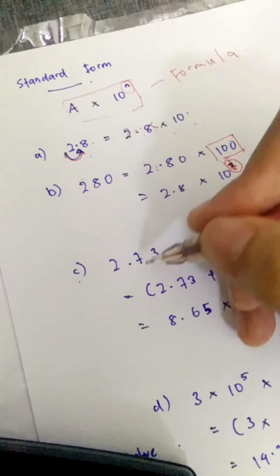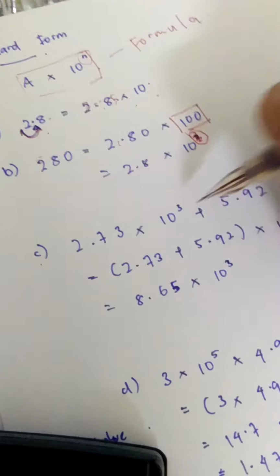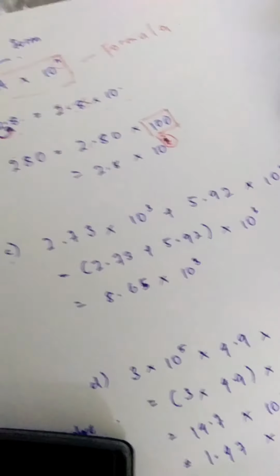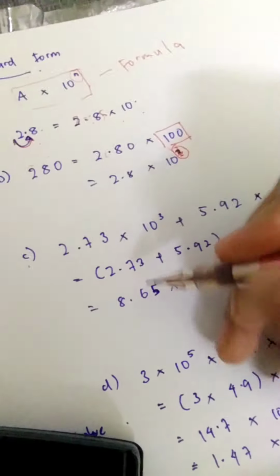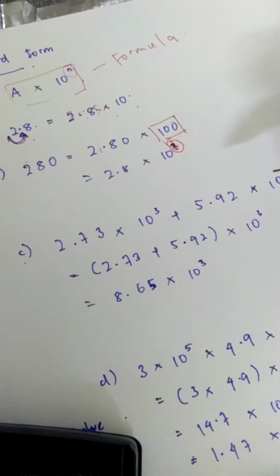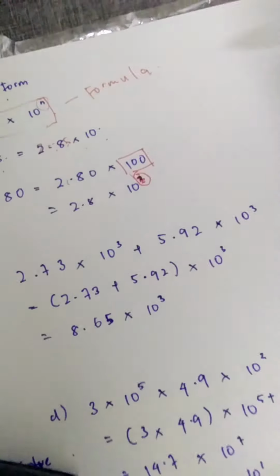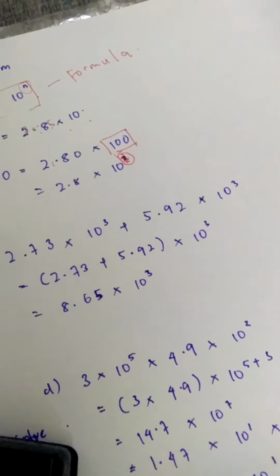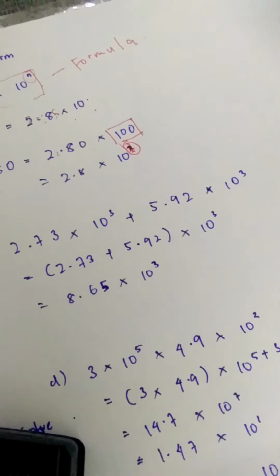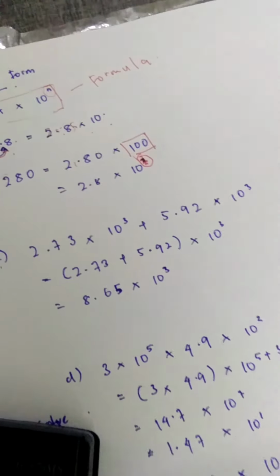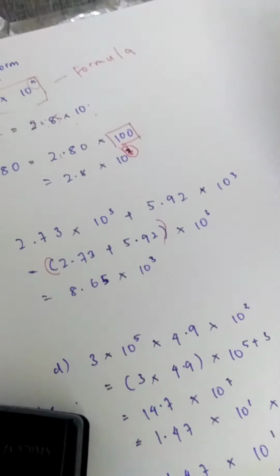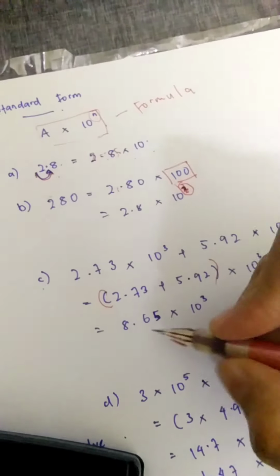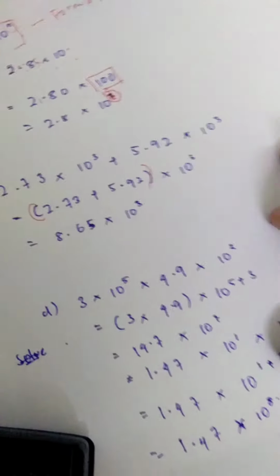Next is 2.73 times 10 to the power 3 plus 5.92 times 10 to the power 3, equals kurungan 2.73 plus 5.92 kurungan times 10 to the power 3, equals 8.65. Ini ditambah macam biasa ya. Okay, kalkulator macam biasa and then times 10 to the power 3. Okay, bagi dengan 3, kuasakan dengan 3.